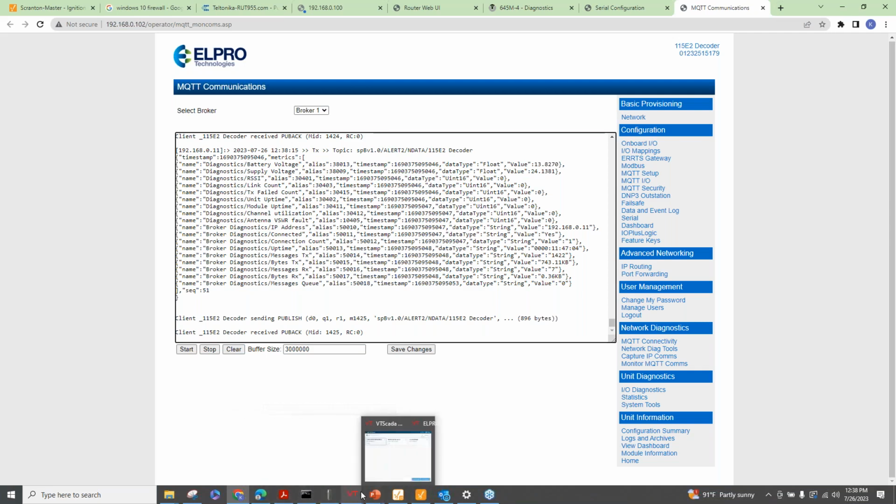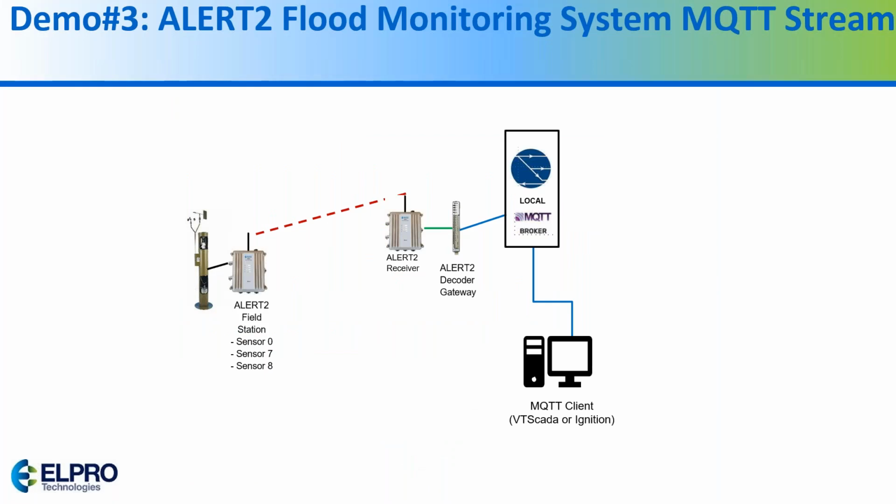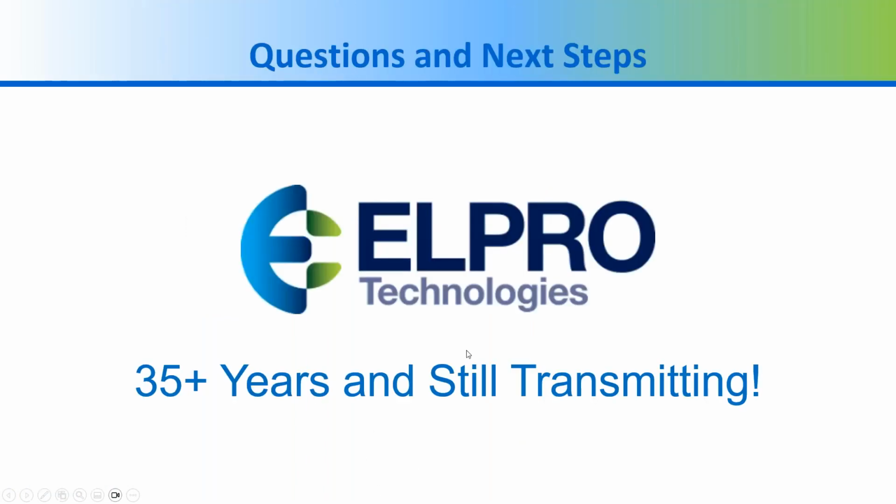So if we go back to the presentation, I'm gathering the data, it goes into the receiver. This is the 115E2, that is the decoder. And then I'm communicating Ethernet to that local broker, and I'm viewing it via VT SCADA. And then within here, we have that diagnostics that I was just mentioning.